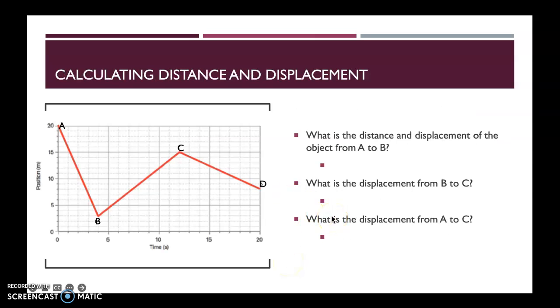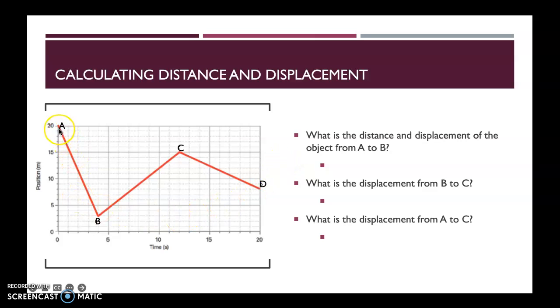So if I was to look at this graph, calculating the distance and the displacement, what is the distance and displacement of an object from point A to point B? Well, point A is 20, point B here is at 3. I know from my y-axis that the unit is meters. So if I wanted to find my distance, I would say, okay, if it started at 20 and it went down to 3, then it went a total of 17 meters.